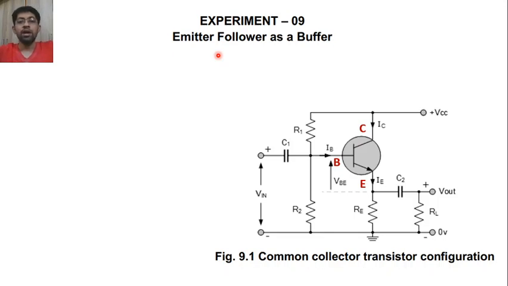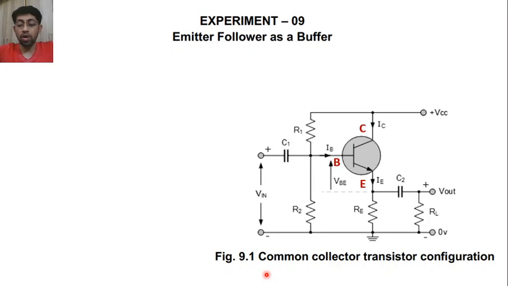Hello. In this video, we will go through experiment number 9 of EP, which is emitter follower as a buffer. So emitter follower is nothing but a common collector transistor configuration. Today we will see this common collector configuration, but before starting the discussion, let us compare this CC configuration with the CE configuration circuit wise.